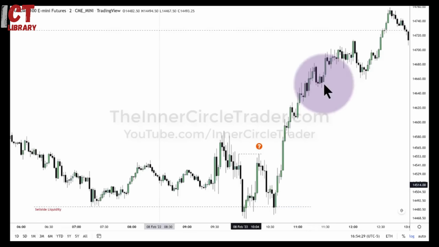Now on the 2-minute chart, why the 2-minute chart? Well, that's for your homework. You go through the 5-minute, the 4-minute, the 3-minute, the 2-minute, and the 1-minute chart. I'm going to utilize the 2-minute chart because this is what I was using today for my own analysis, okay?